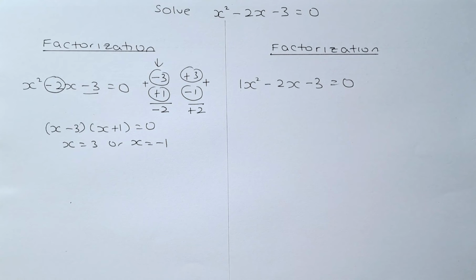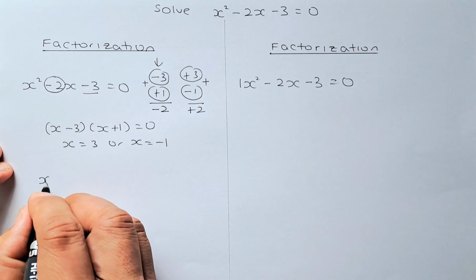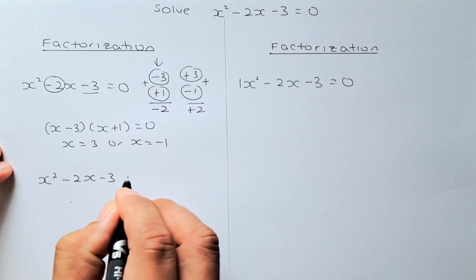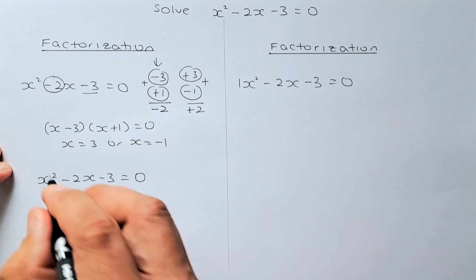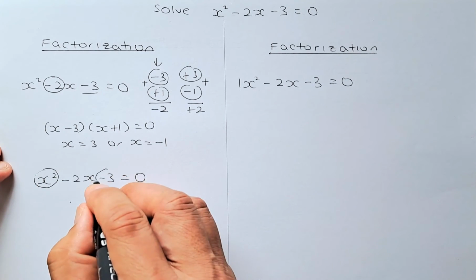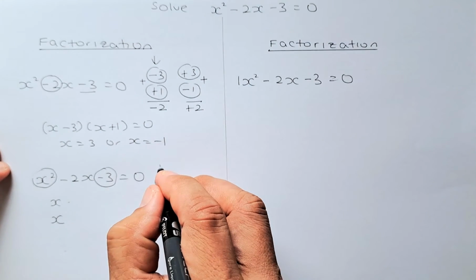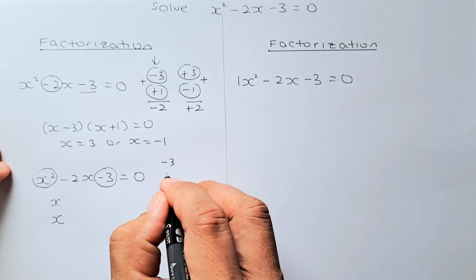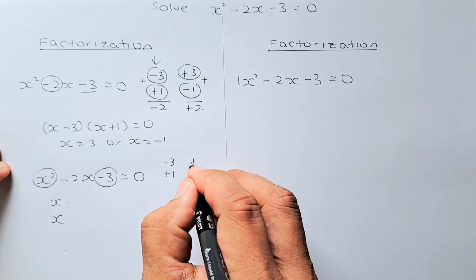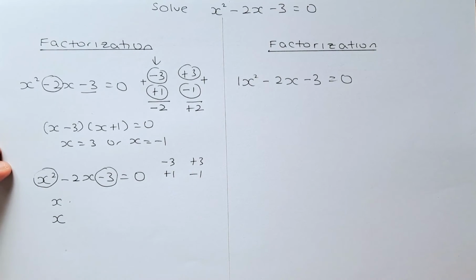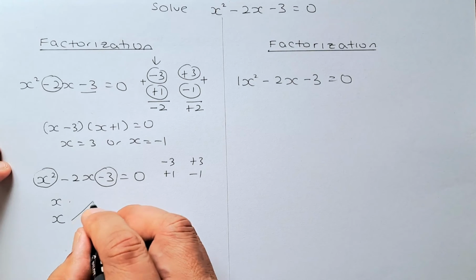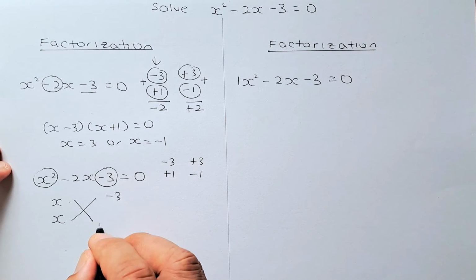The second way of factorizing is what I learned in school, so that's why it's still fresh in my mind. So to do that, the equation is again x squared minus 2x minus 3 equal to 0. What I do is find the factors of x squared and the factors of minus 3. So the factor of x squared is x, and for minus 3, there are 2 possibilities again. It's either minus 3 and plus 1, or plus 3 and minus 1. So you do trial and error to see which gets the answer. So we're going to try minus 3 and plus 1.